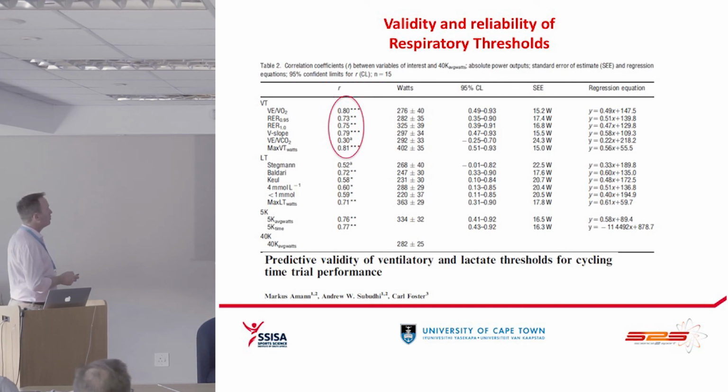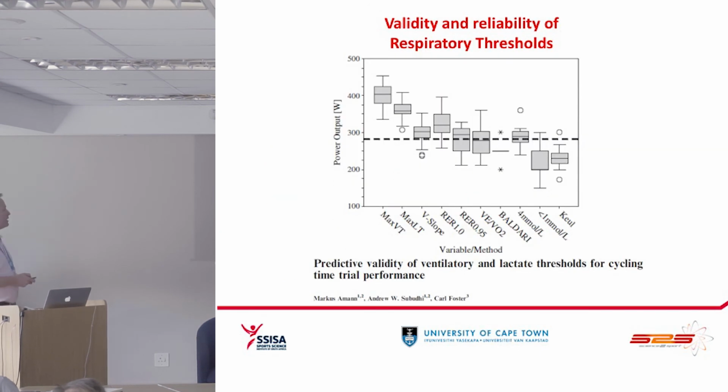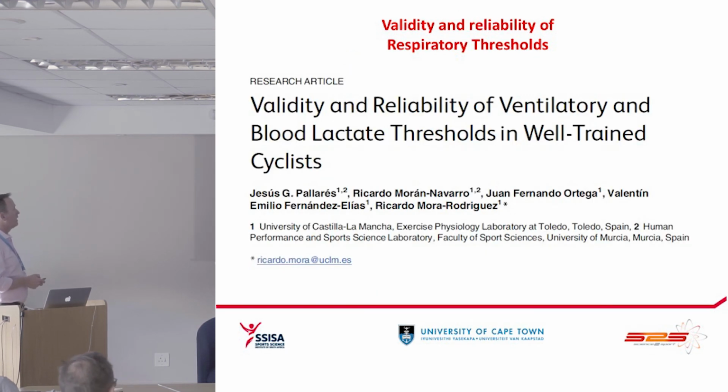So your VO2, so ventilatory threshold 1, 0.8 from the same paper, which is high in terms of predicting performance. Okay, so a lot of people use them and go to them. The reality is, and this is just an example of how they relate to performance in a 40K time trial.